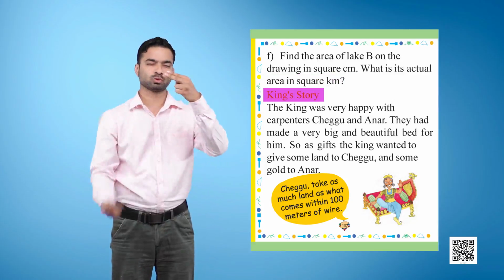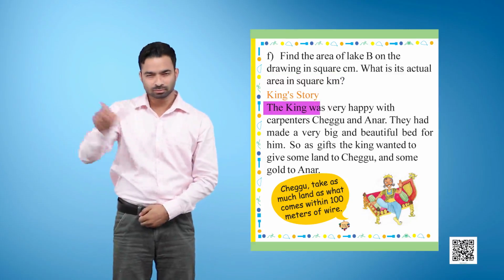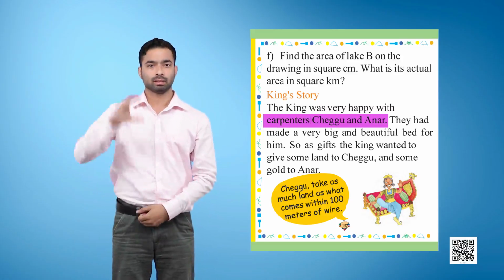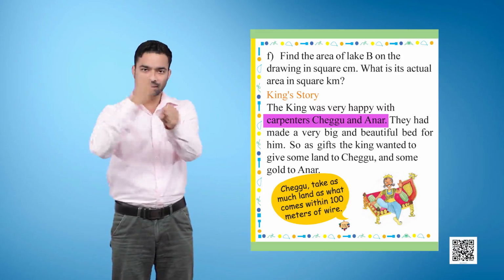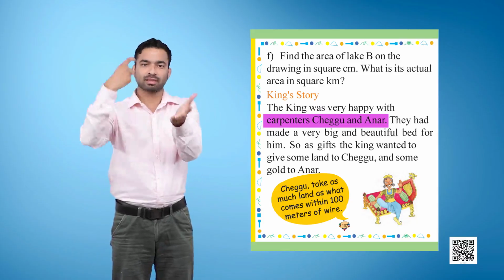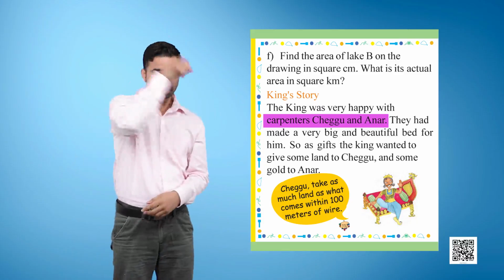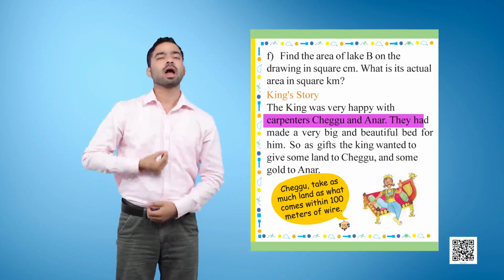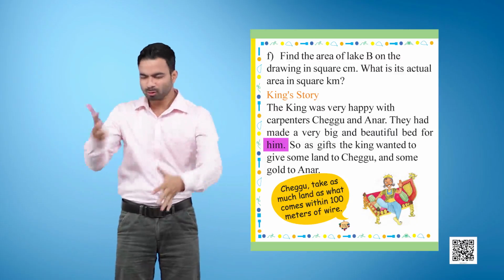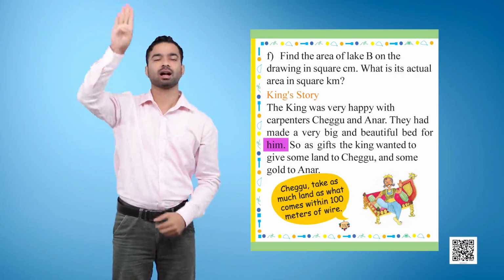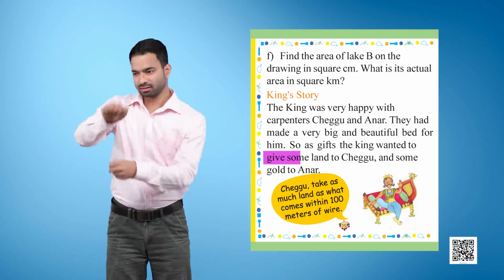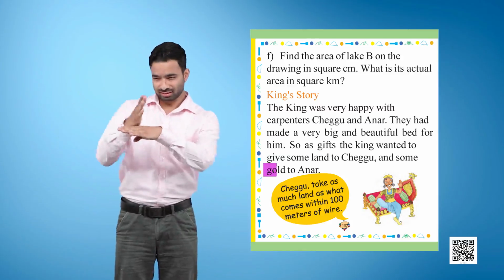King's story. The king was very happy with carpenters Chegu and Anar. They had made a very big and beautiful bed for him. So, as gifts, the king wanted to give some land to Chegu and some gold to Anar.